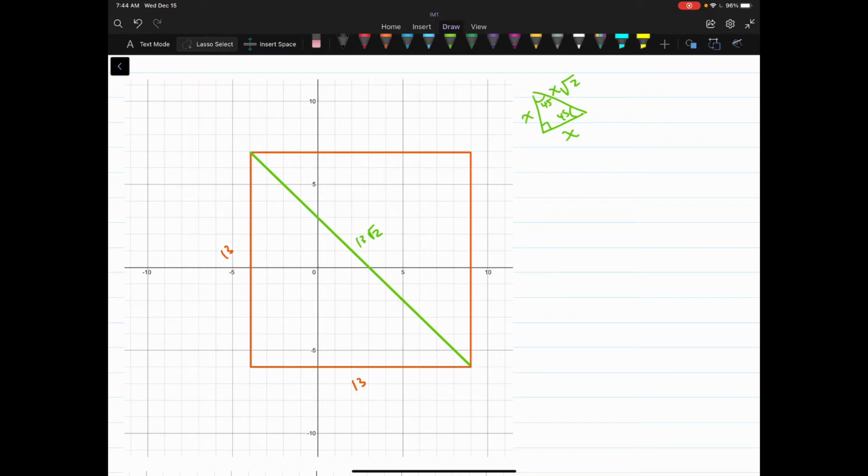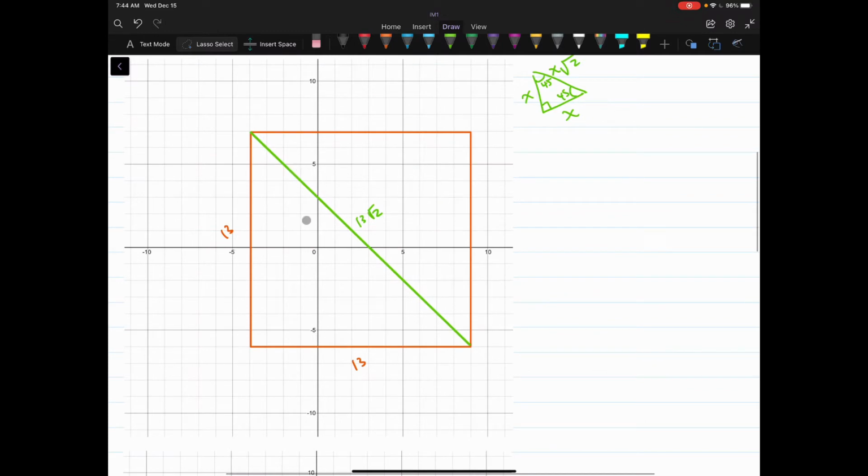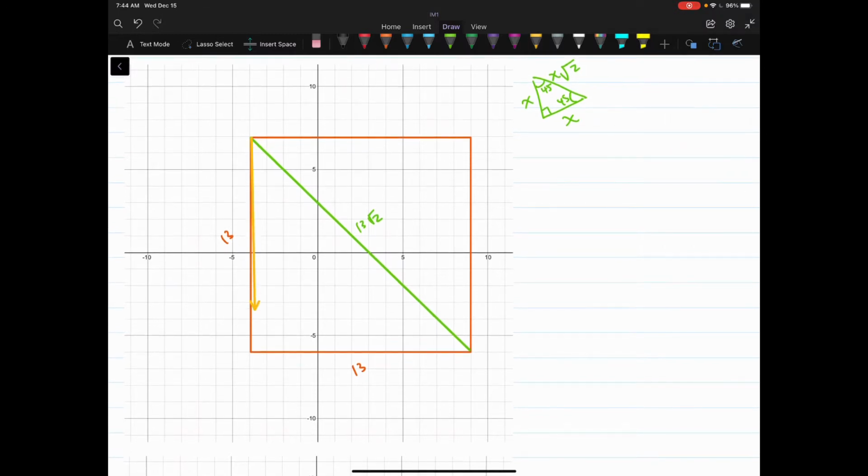So now let's go ahead and take a look at my second question. Write in y equals mx plus b. So let's take a look. As you can see, my slope is going to be, I'm going to be going down first for my rise. So I go here and I go down. So that's going to be negative 13, right?